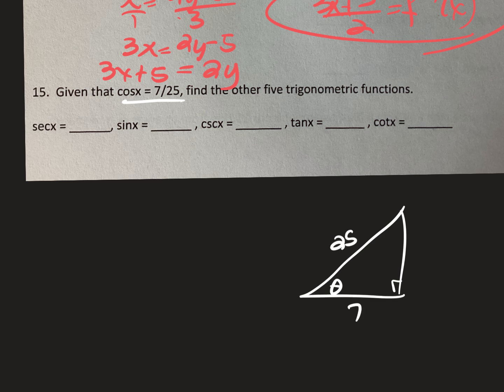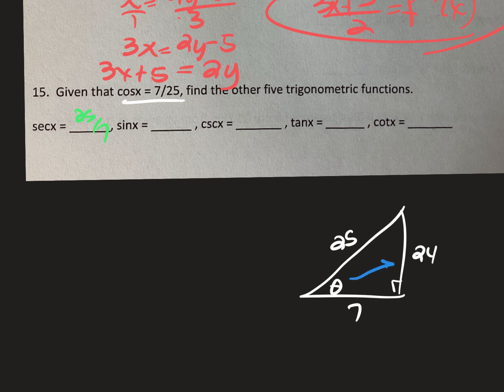Now, that's a famous one. It's a 7, 25. If you don't know the other side, obviously go ahead and do your Pythagorean theorem, but we know, well, some of us may know, it's going to be 7, 24, 25. That's one of the famous ones. Okay, so let's put the answers in here. First one says secant. Secant's the reciprocal of cosine. That's 25 over 7.